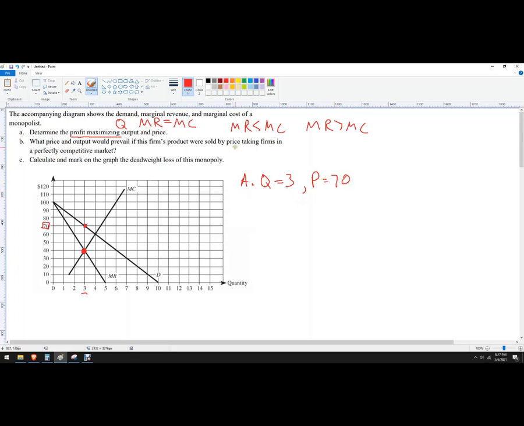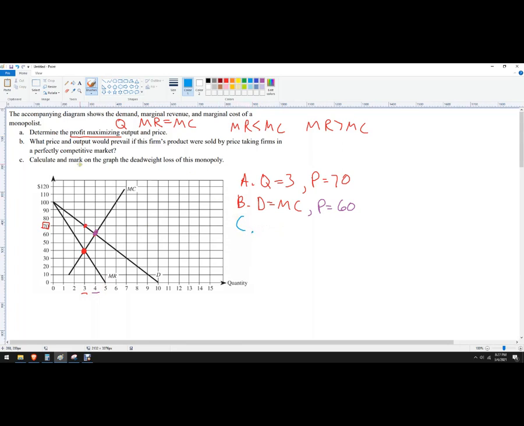What price would prevail if this firm's product was perfectly competitive? Well, in a perfectly competitive market, we get something called allocative efficiency, and this is where demand equals marginal cost. So we'll just follow marginal cost up to where it hits the demand curve, which happens right here. I should do that in a different color, so we'll do that in purple. That happens at 60, so price is 60. When that happens, we'll get more units. And this makes sense because in a monopoly situation, the firm is going to cut back and raise the price.